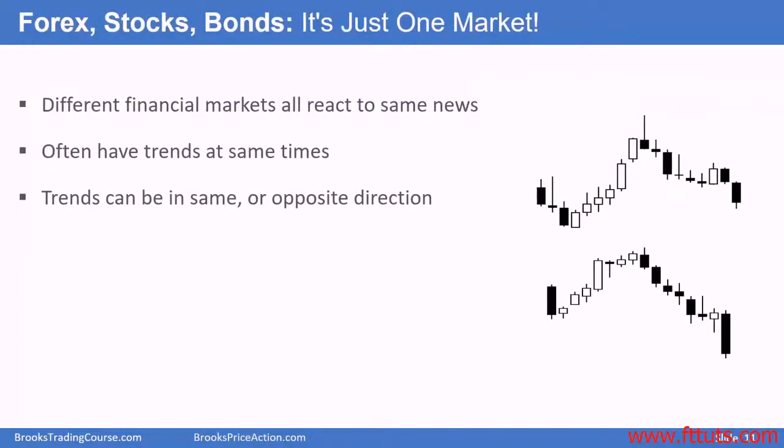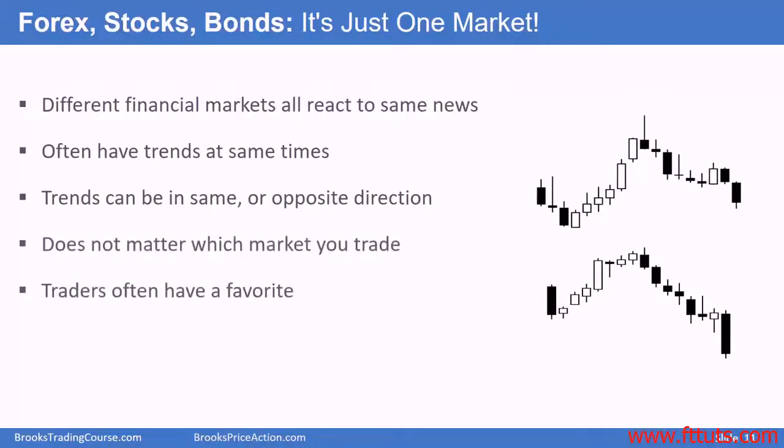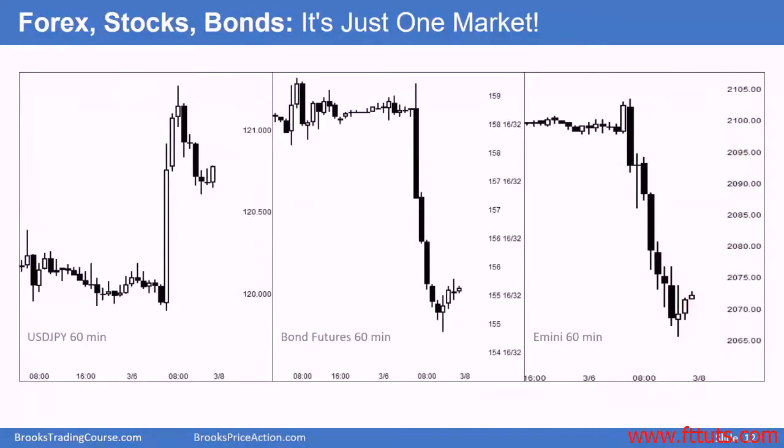Forex, stocks, bonds, commodities, E-mini, stock index futures, they're all financial markets, and they all react to the same news. And they often trend at the same time, sometimes in opposite directions, but they all trend at the same time. And it does not matter which market you choose to trade. Every trader has a favorite. I trade mostly E-minis in Forex markets, but some traders prefer crude oil. Other traders prefer stocks. Other traders prefer ETFs or bonds. Doesn't matter. You're going to trade them the same. So if the market's selling off in the euro and in gold, you have to look to sell. So Forex, stocks, bonds, it's all one market.